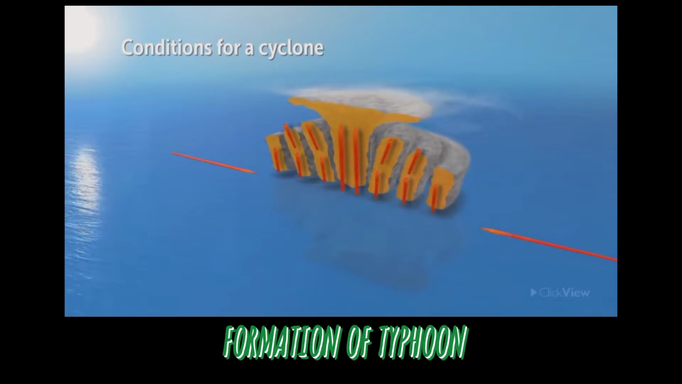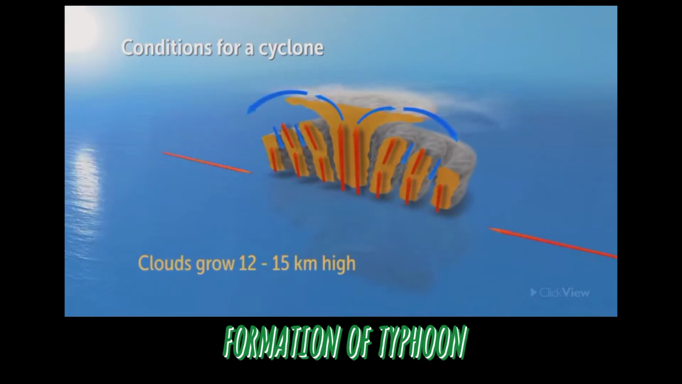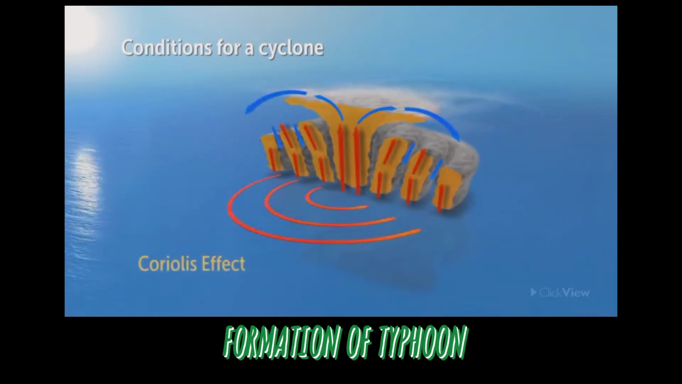Condensation then releases the latent heat energy stored in the water vapor, providing the cyclone with more power. This creates a self-sustaining heat cycle. Drawn further upwards by the new release of energy, the clouds can grow to 12 to 15 kilometers high. The force created by the Earth's rotation on a tilted axis, the Coriolis effect, causes rising currents of air to spiral around the center of the tropical cyclone.